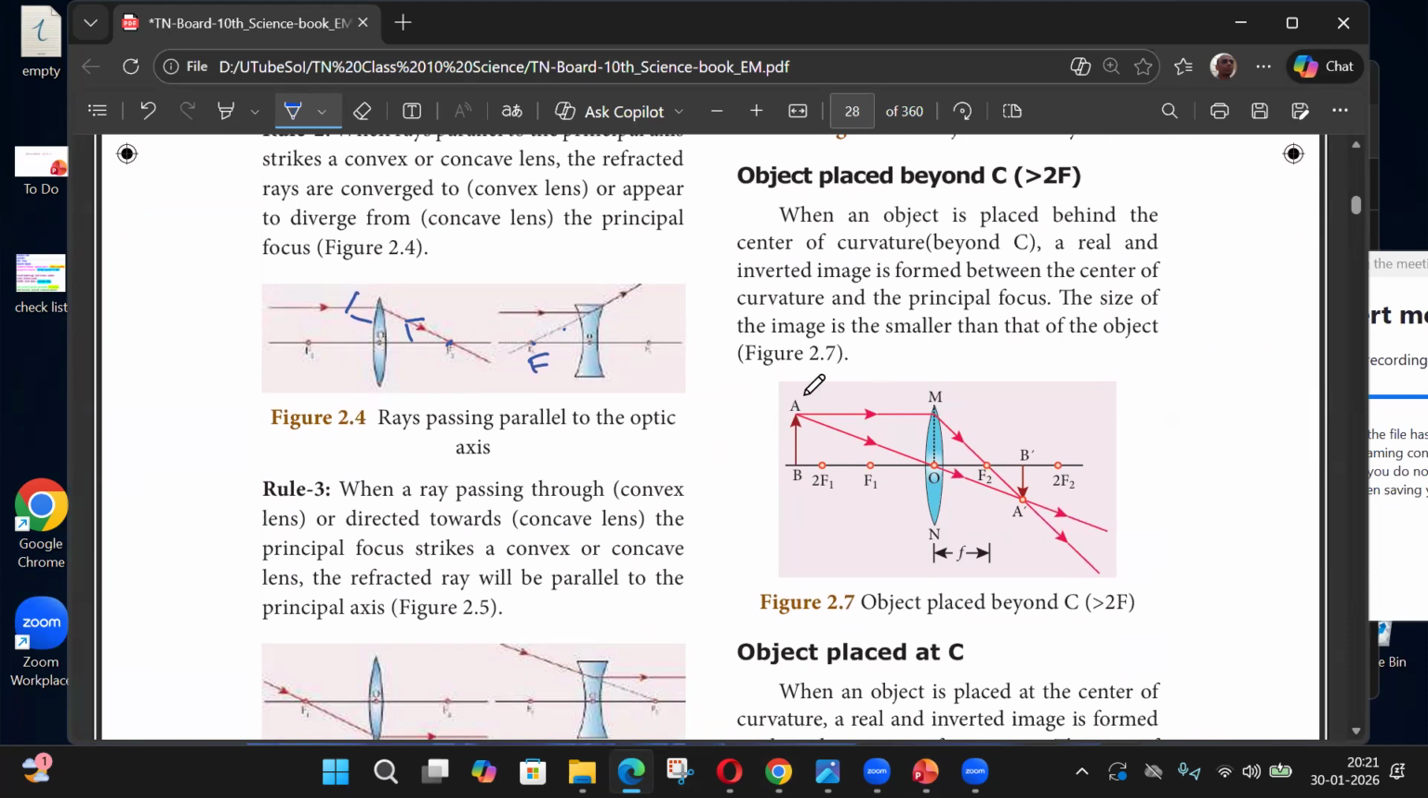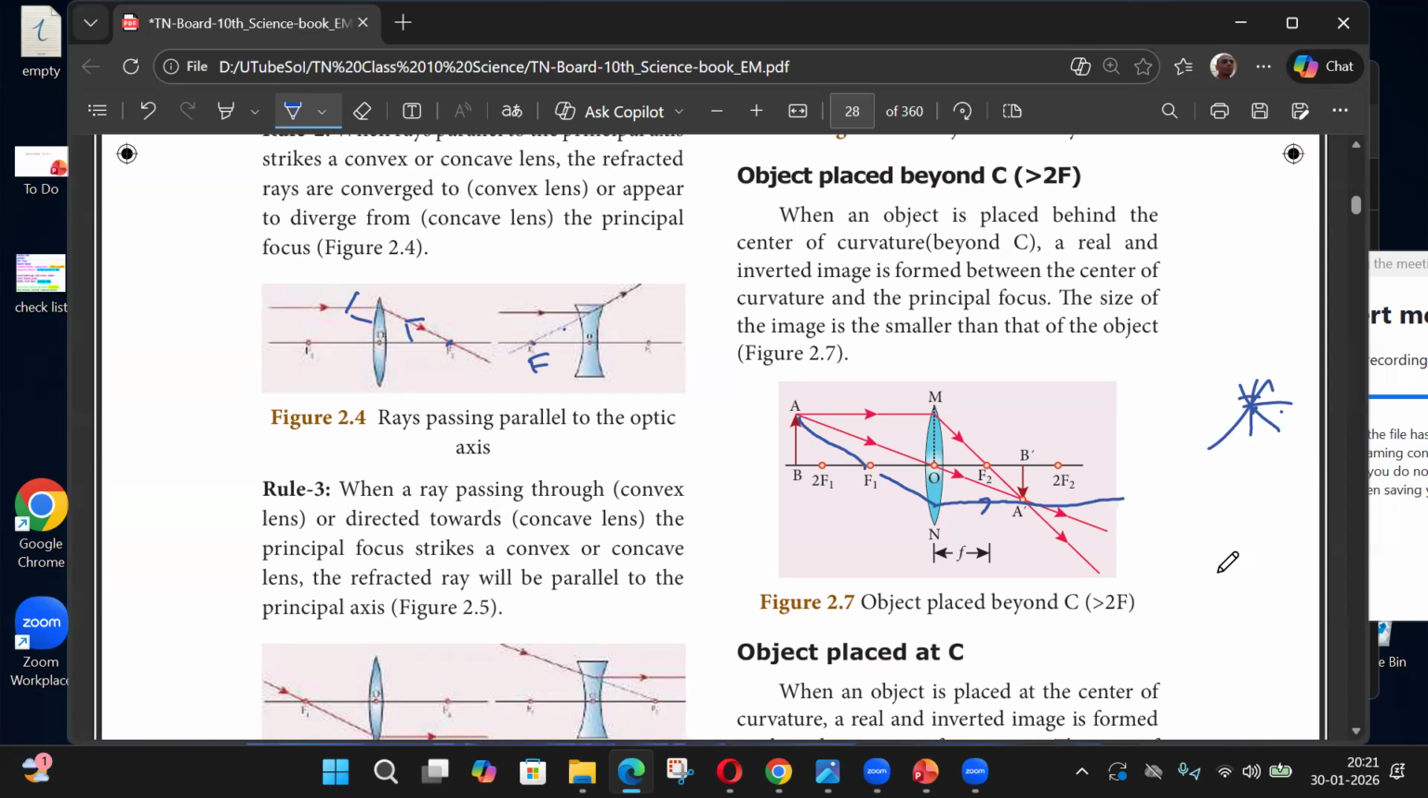Second rule is the one which is passing the middle point, that's the optic center, will go undeflected. Two lines are enough. If you use the third one, the one which is passing the focus, after refraction will go parallel to the principal axis. So that also will come and meet at the same point. But to find the intersecting point, if I find the intersection of two lines, that'll give me the point.